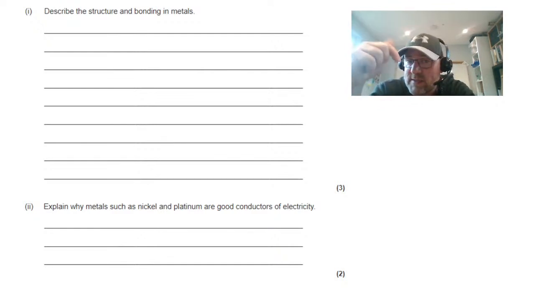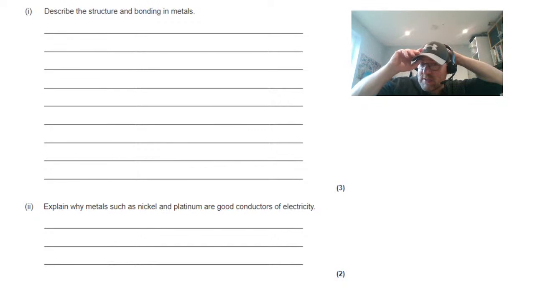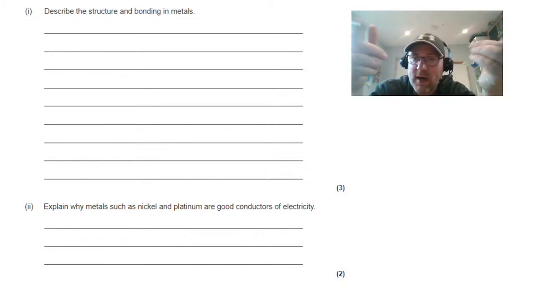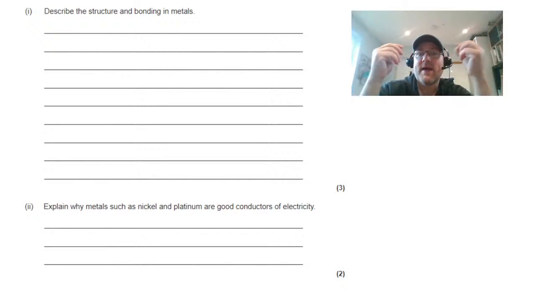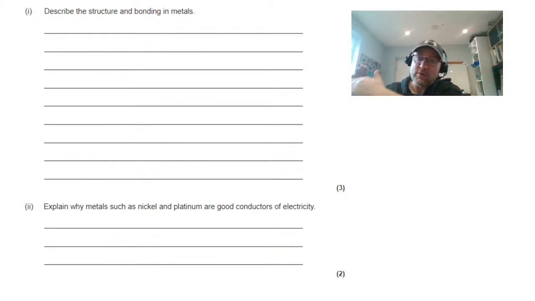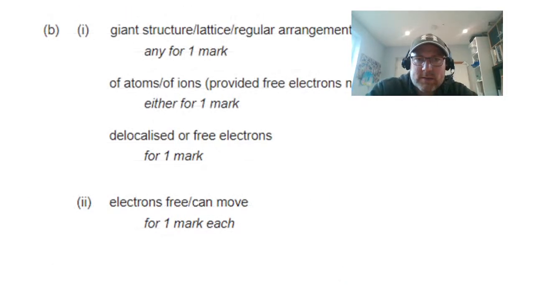Explain why, and we're interested in the second part here, explain why metals such as nickel and platinum are good conductors of electricity. All metals can conduct electricity. Why are nickel and platinum good? Same answer for all metals. What type of electrons does metal have? They have delocalized or free electrons. What can they do to enable electricity to go through them? They carry the charge through the structure. So, 1 mark from saying they have a lattice arrangement, atoms or ions. I just go for the last 2 marks: delocalized electrons, free to move, carry the charge through the structure.